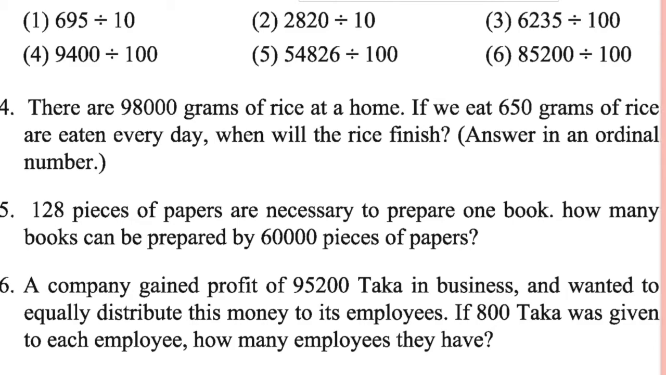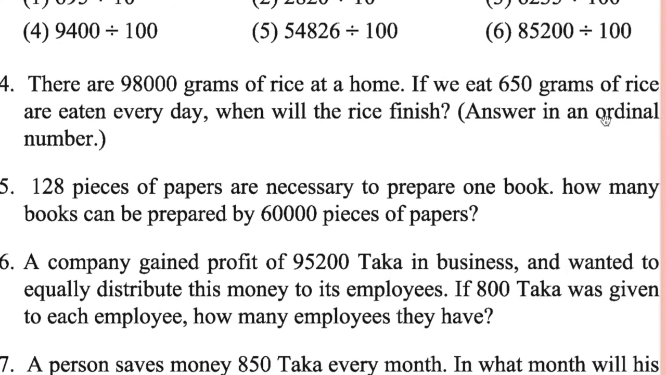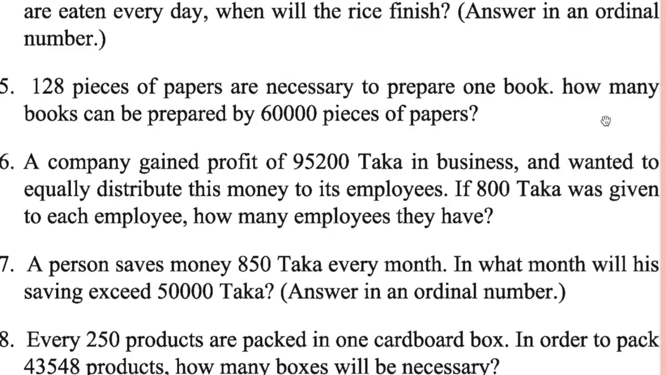1875 by 4. Okay. Now do with 4. 4 4s are 16. 4 6s are 24. 4 8s are 32. And 3 by 4. So 468 books only can be prepared.